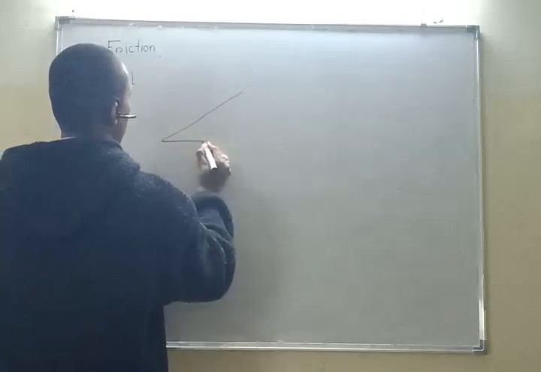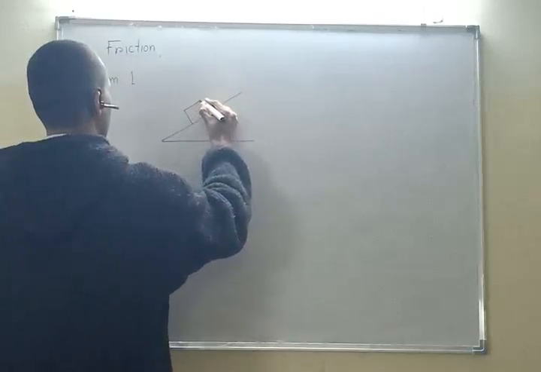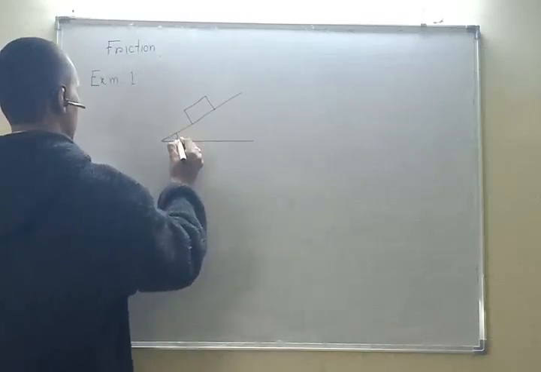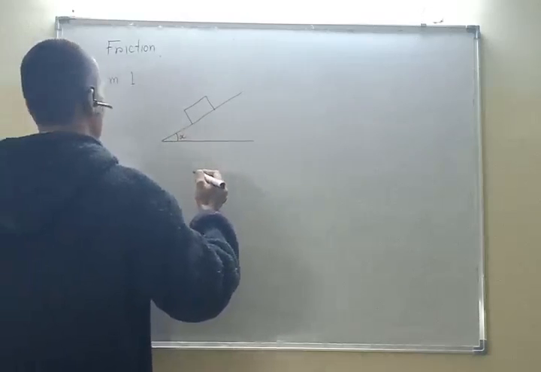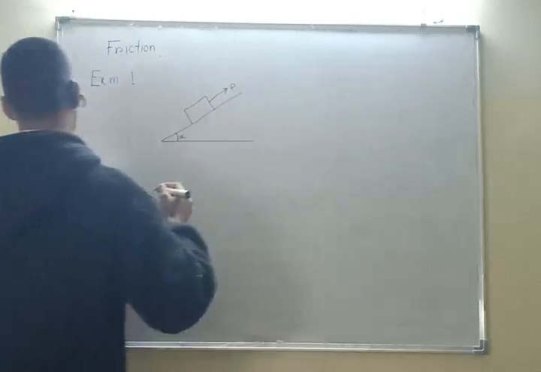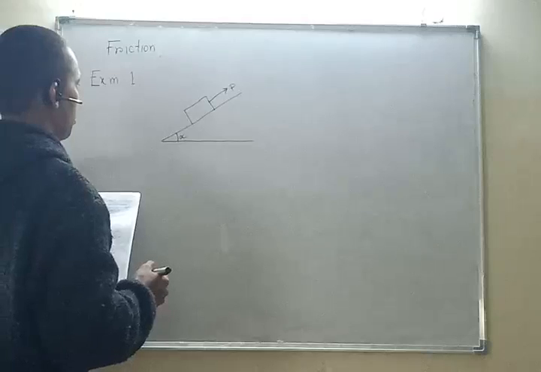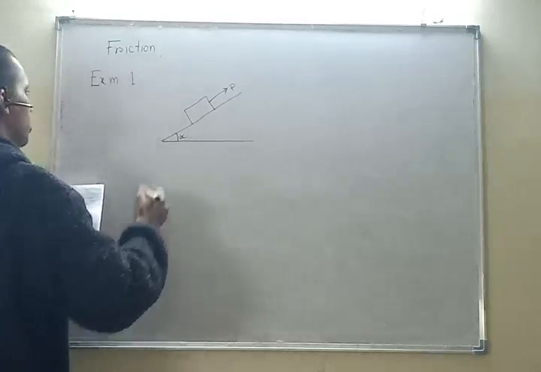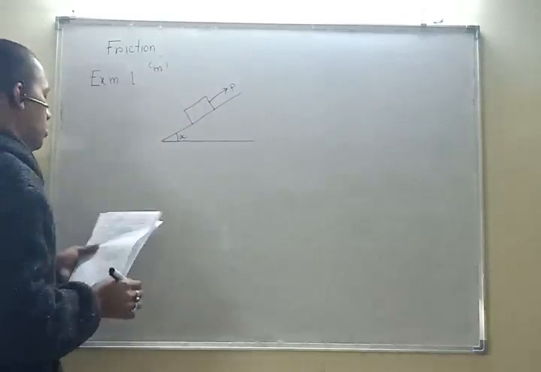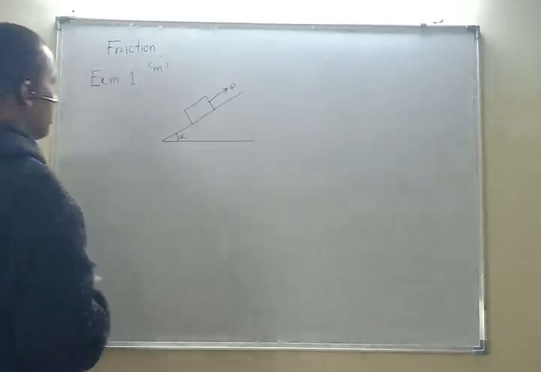He has given a picture. Like this. This is alpha. And a P force is given like this. Okay. Anything else? The mass of the body is M. Mass of the body is M. Let's see if any other value is required. We'll see.